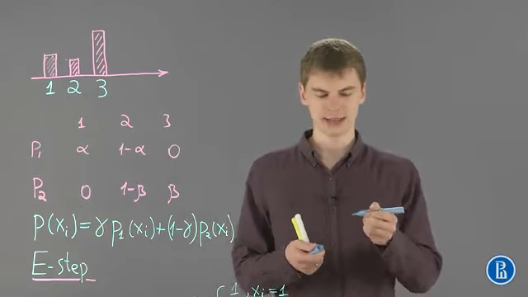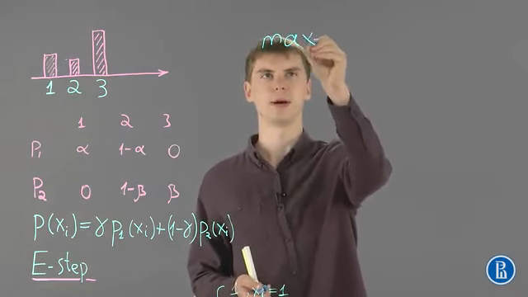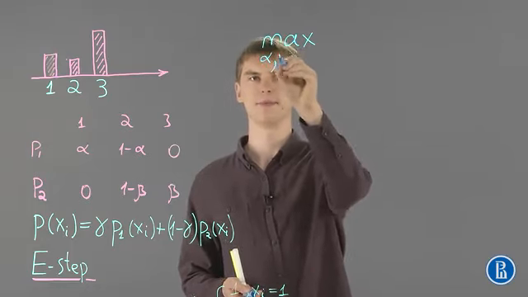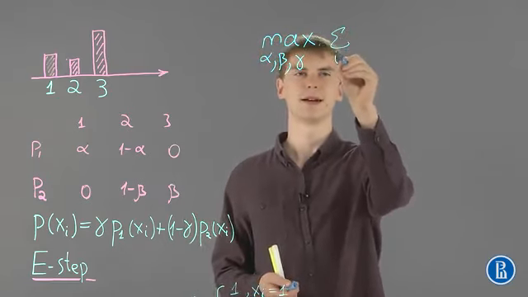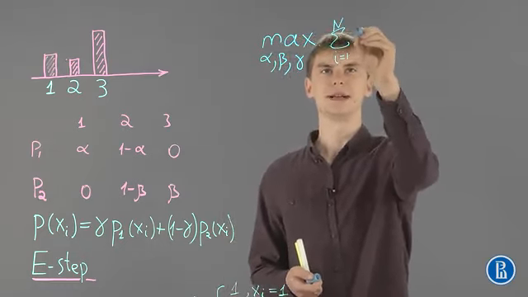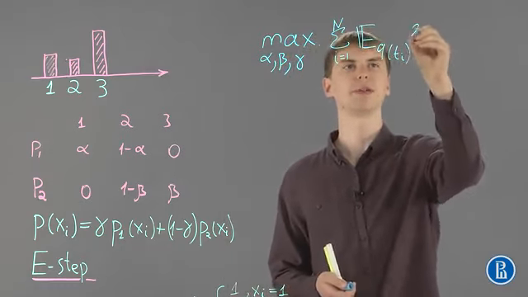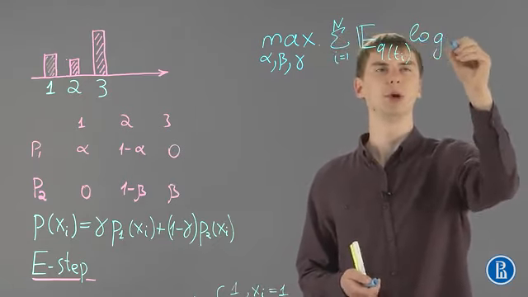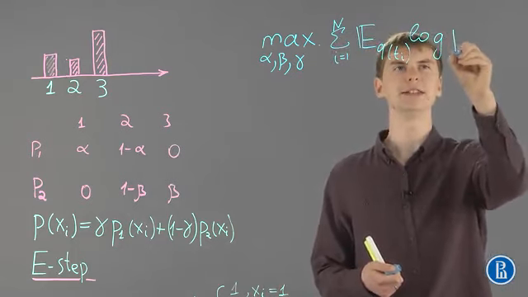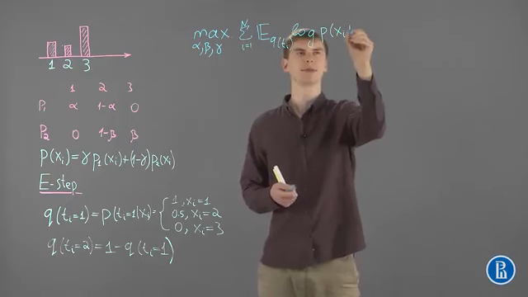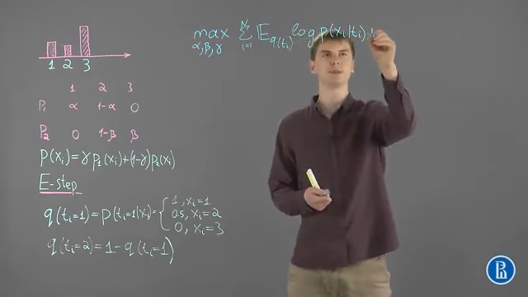On the M step, we want to maximize the expected value, maximize with respect to the parameters, so in this case alpha, beta and gamma, of the sum, with respect to the objects in the dataset, of expected values with respect to Q of Ti, of the logarithm of the joint P of Ti and Xi, which we can rewrite as a product of P of Xi given Ti, and again given the parameters, but I will omit them everywhere, times the prior P of Ti.